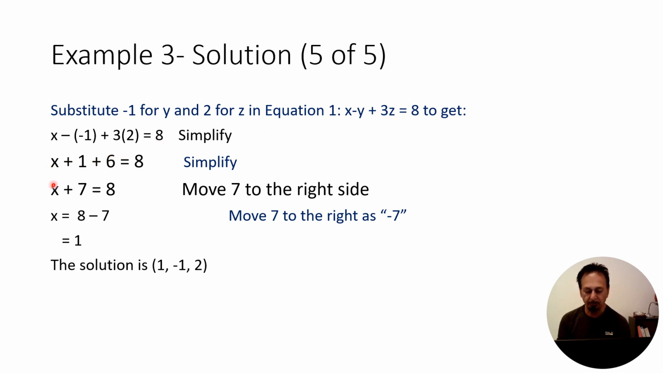Now we simplify, so we become x plus 1 and 3 times 2 is 6, 6 plus 1 is 7, so we have x plus 7 equal to 8. Move the 7 to the right, and we become x equal to 8 minus 7, which is 1. So now we write the solution: x is 1, y is negative 1, and z is 2.